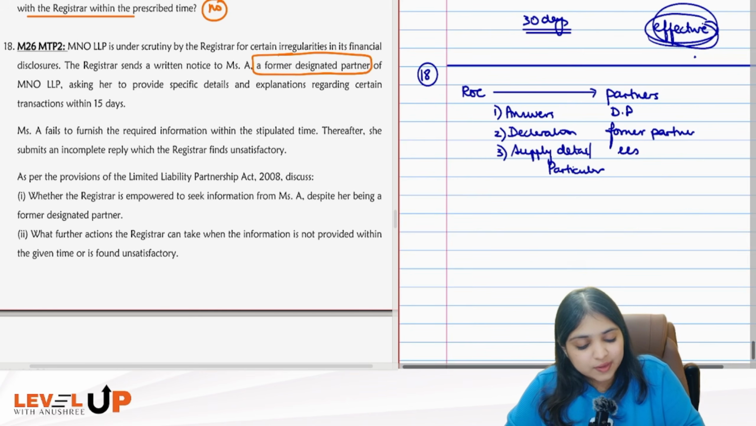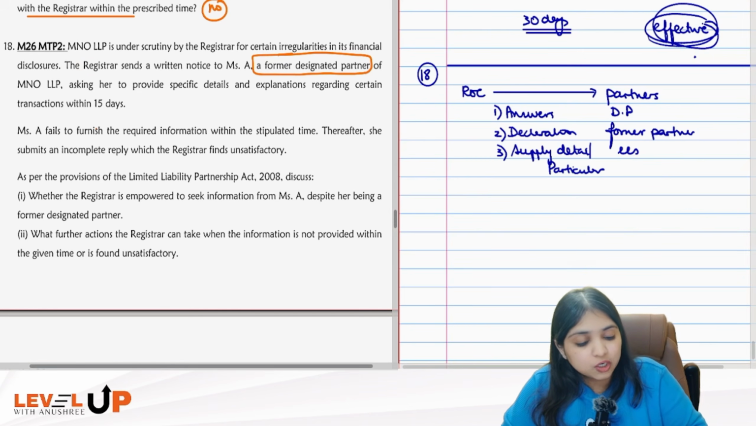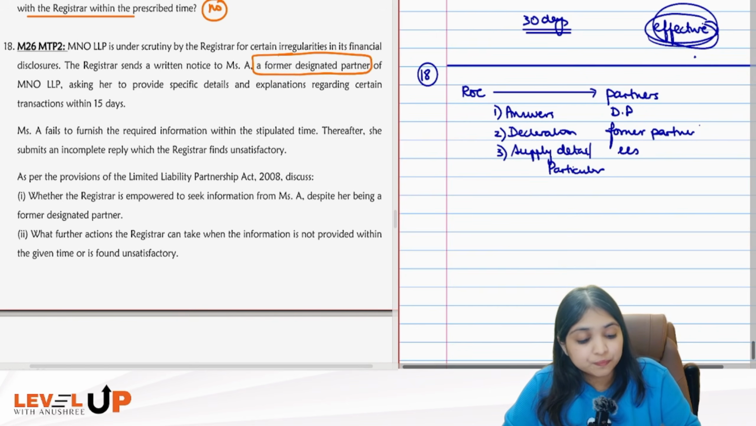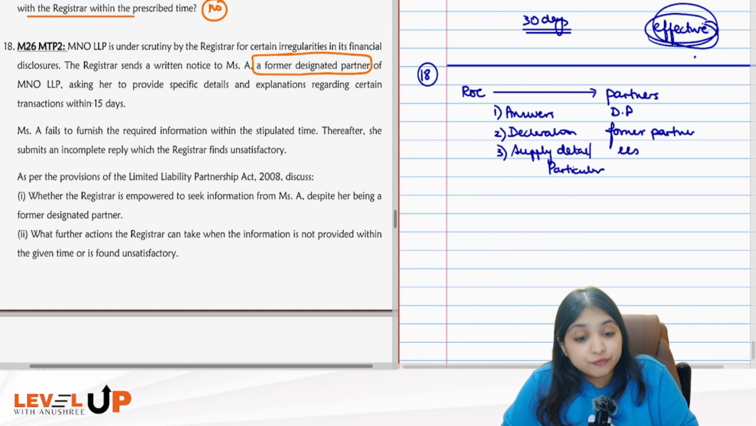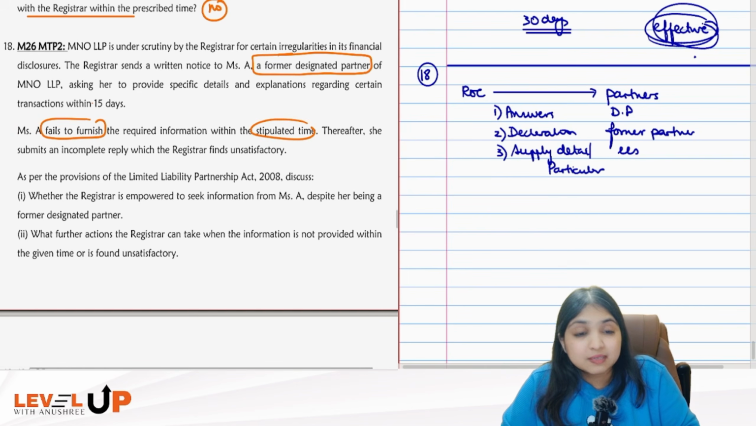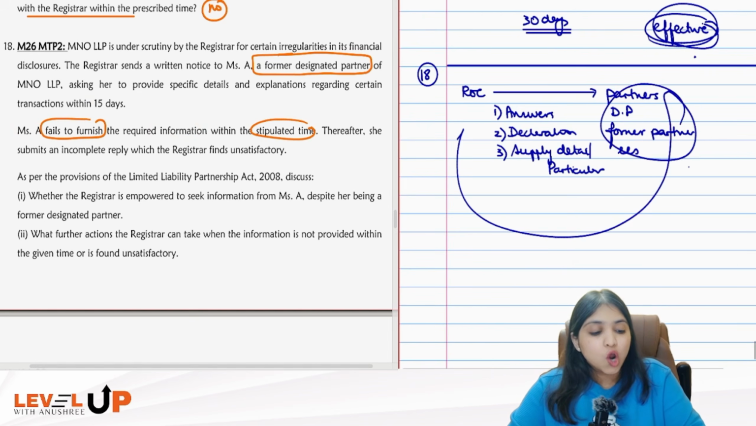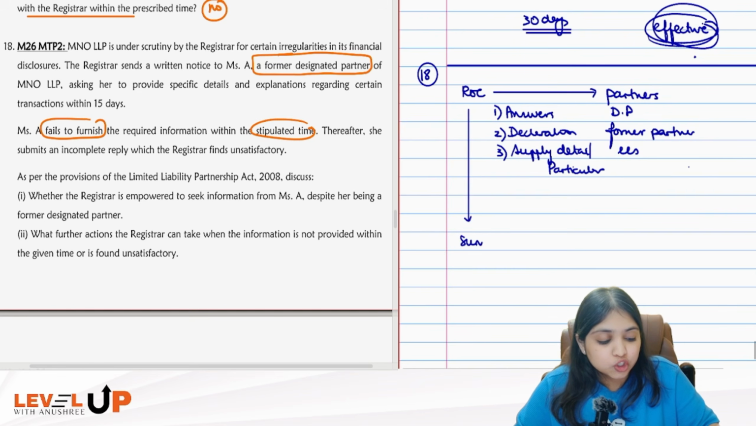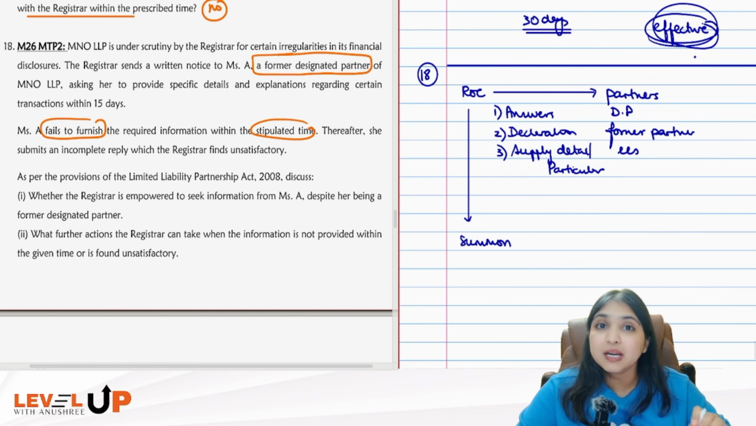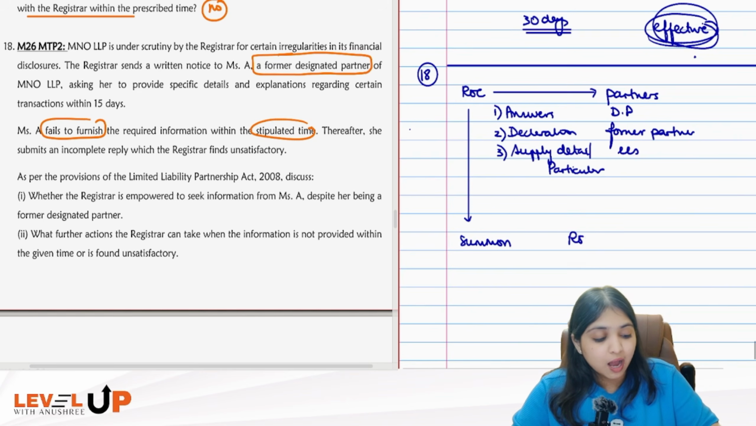Okay, so here the question says that this ROC has sent a notice to Miss A, who is a former designated partner. Yes, we can ask information from former partners also. So ROC has asked this former partner to give information within 15 days. But Miss A fails to furnish this information within the stipulated time. So if this person does not provide information within the prescribed time, or they provide information but that information is not satisfactory for the ROC, then in that case ROC can issue a summon to this person. Summon means ROC can formally call this person to be present in front of the ROC, in front of the inspector or any other public officer.